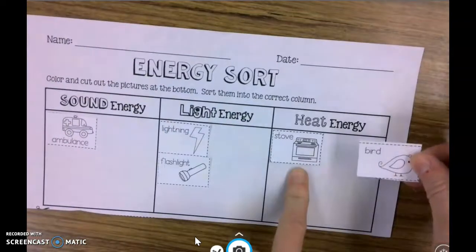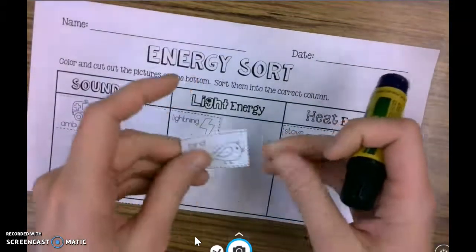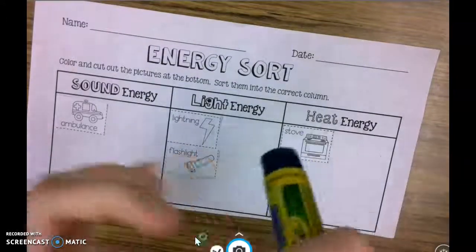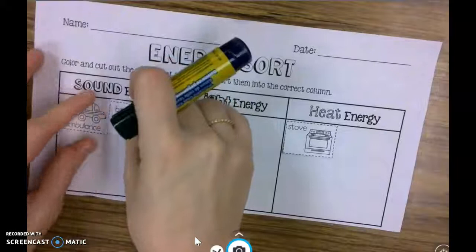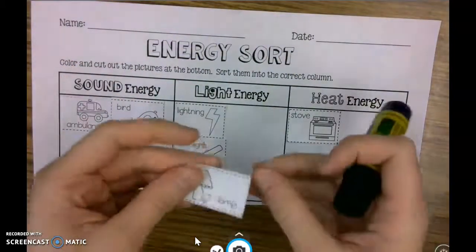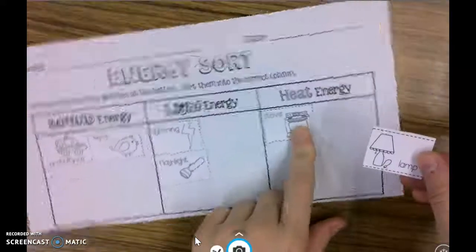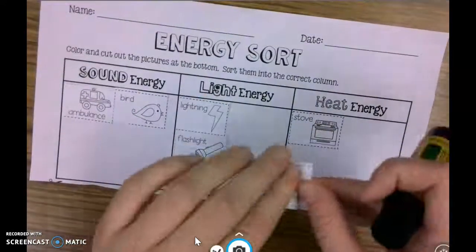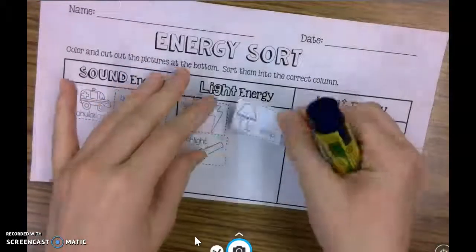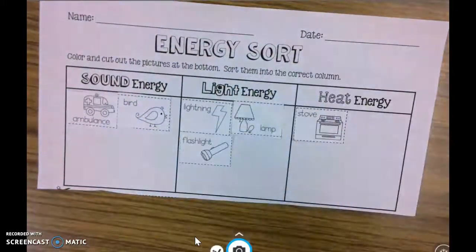Okay, how about a bird? Is that heat? No. Light? No. Sound? Yes, when they make twitter, they're making sound. Okay, a lamp. Heat? No. Light? Yes. A lamp helps us see, so it's light energy.